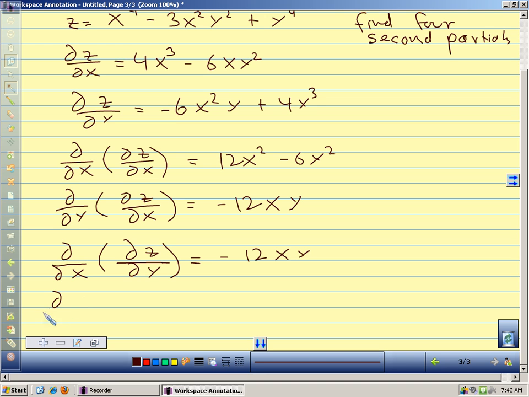And how about d dy of dz dy? Minus, so there are our four second partials. And we can see that our mixed partials are equal.